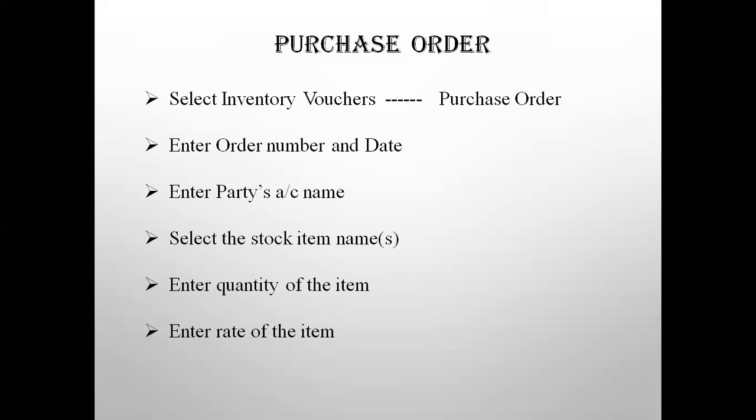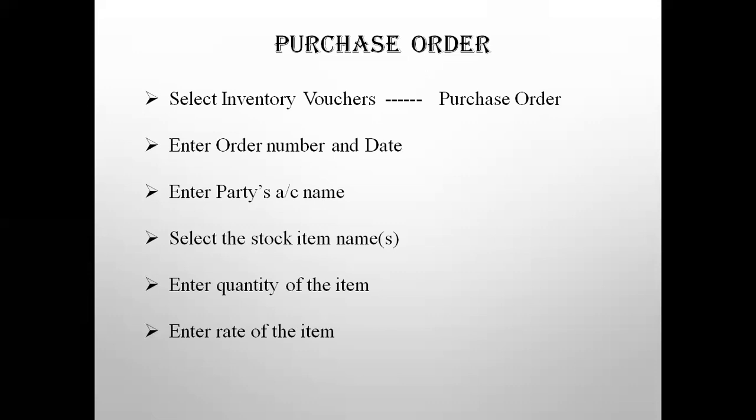Next, enter the order number and the date. Then enter the party's account name. This is a sundry creditor's name. Select the stock item name to be ordered, an item or the item names. Then enter the quantity of the item as required, how much. Enter the rate of the item. The amount will be calculated automatically. And finally, you have to save it.